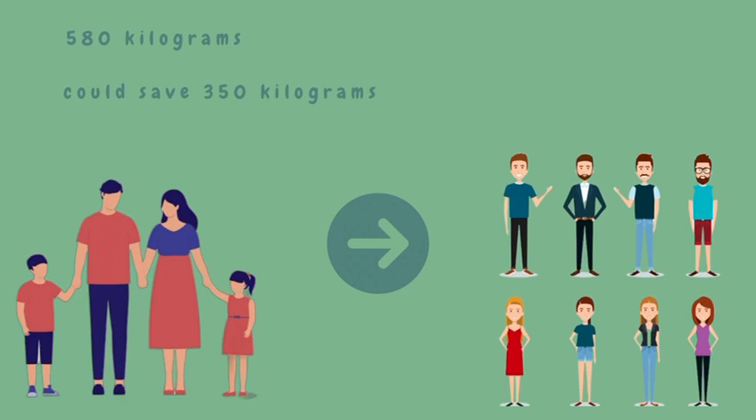So that means that a family of 4 could easily save up to 350 kilograms, as much as the weight of 5 adults, of food per year, just by being more careful with what they buy and what they throw away. Food wasting has a huge effect on the environment.